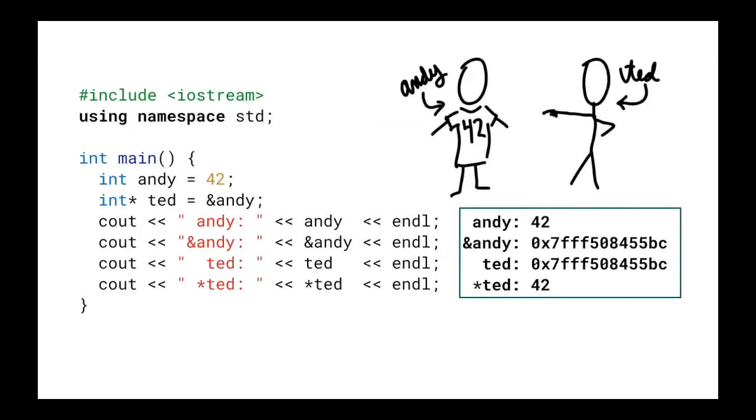So this really gross 0x7ff thing, that's just a memory address. That's just what it looks like when we print it out. It's basically a big hexadecimal number. And importantly, both andy and *ted give us 42.